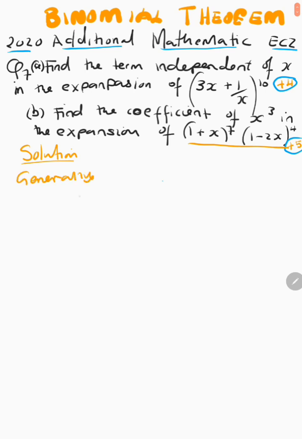Generally, you have (a + b)^n, and the expansion is the summation of r from 0 to n of the combination nCr multiplied by a^(n-r) b^r.